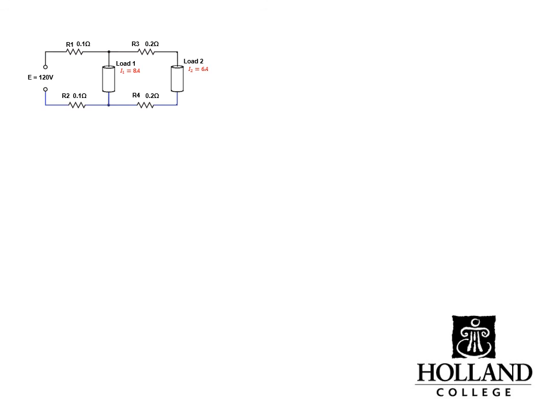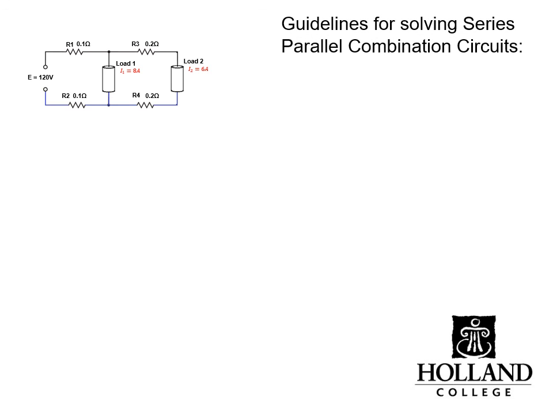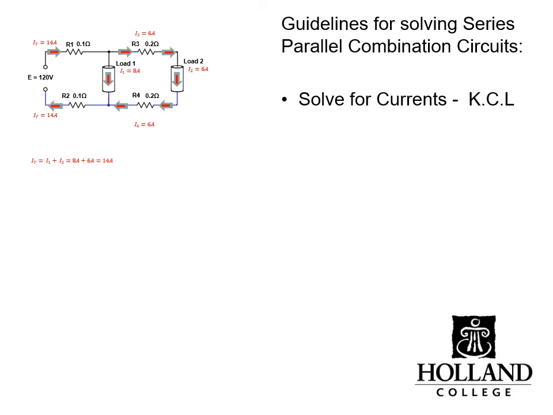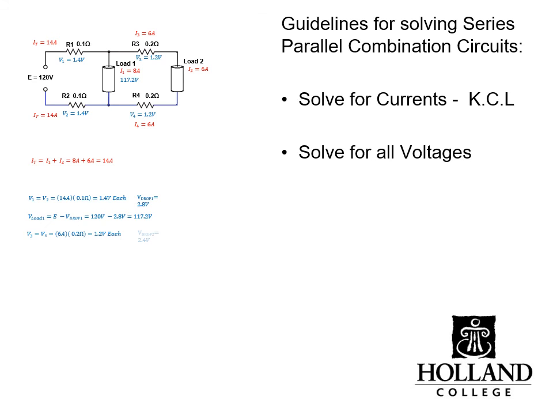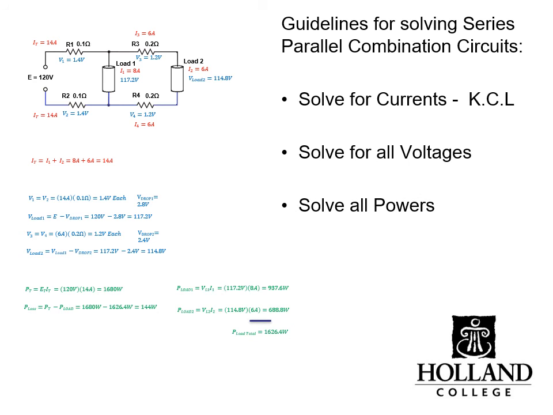Finally, in conclusion, let's take a look at some guidelines for solving some parallel power problems. The first thing you should do is solve for all your currents. Use Kirchhoff's current law to solve. As we did in this example, 8 amps and 6 amps gave us 14 amps total. Once you have all your currents in place, then solve for all your voltages. Find your voltage drops, and then find your voltages to the load. Now that you've got currents and voltages, solve all your powers. Finally, once you have all the powers, you can find your circuit efficiency. This concludes a presentation on combination circuits.